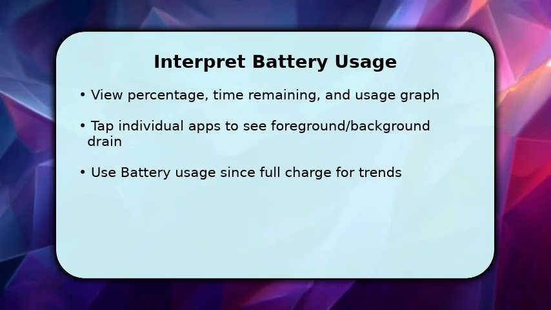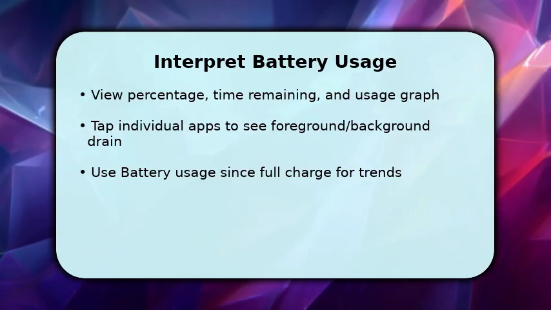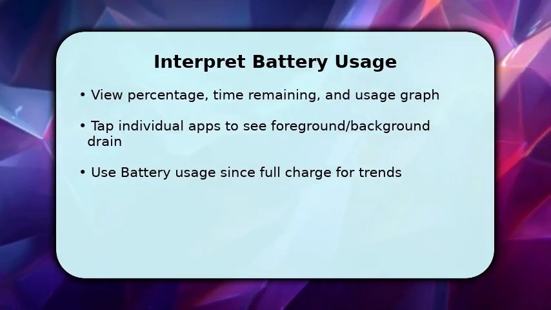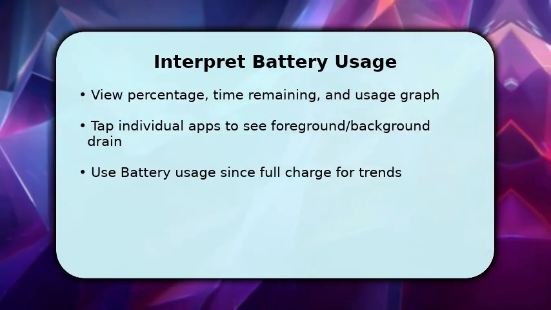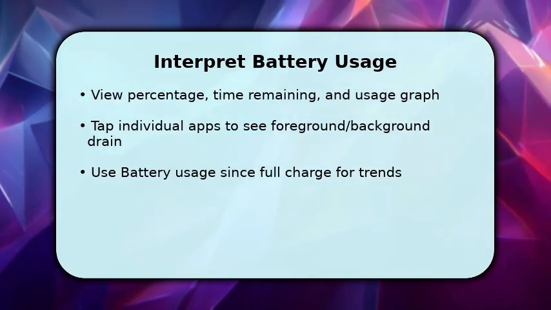Once done, read the usage graph and main numbers to understand how fast your phone is draining. The percentage plus estimated time remaining gives a snapshot. The graph shows spikes that point to heavy activity.